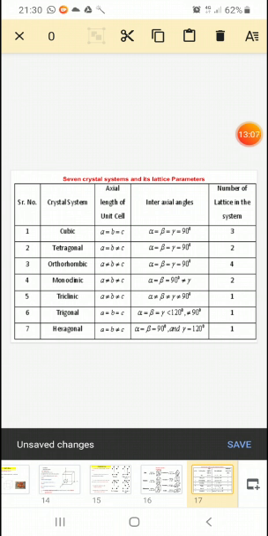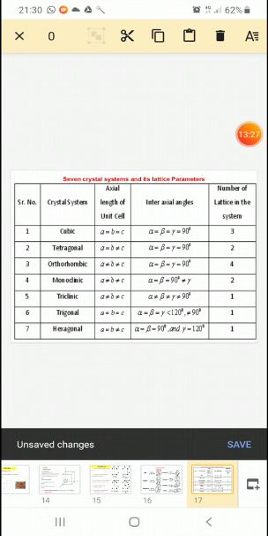In trigonal system, axial length of unit cell a equals b equals c, and lattice axial angles alpha equals beta equals gamma less than 120 degree, not equal to 90 degree, and the lattice number is 1.